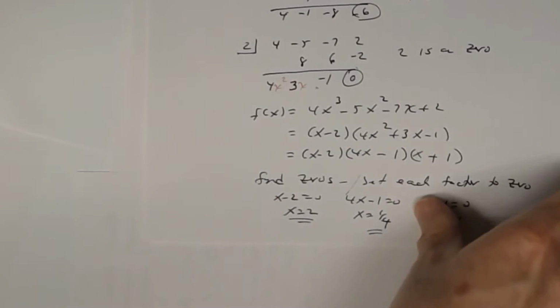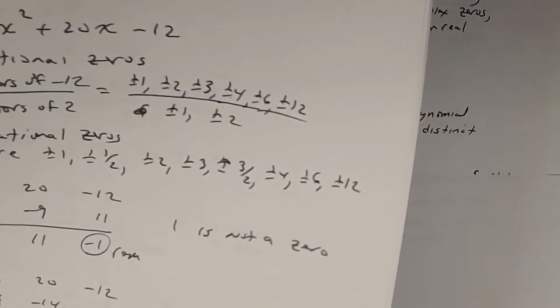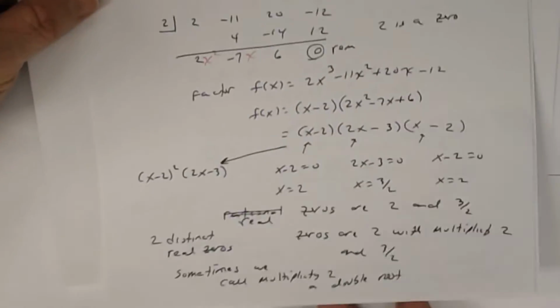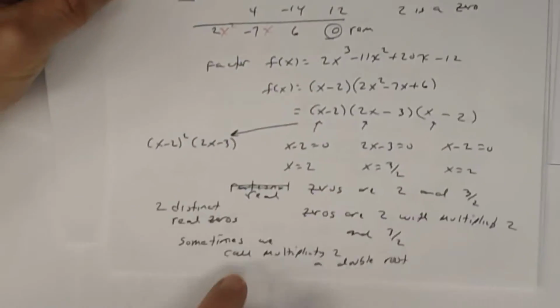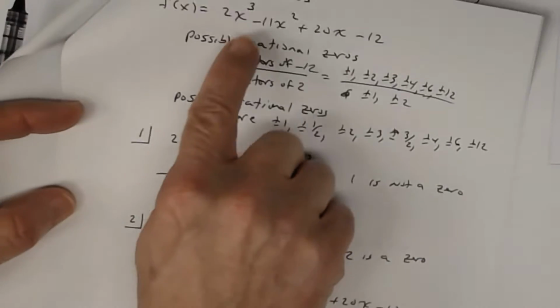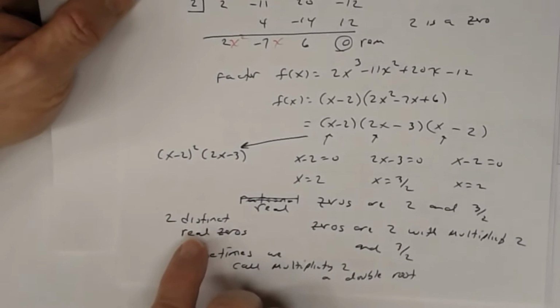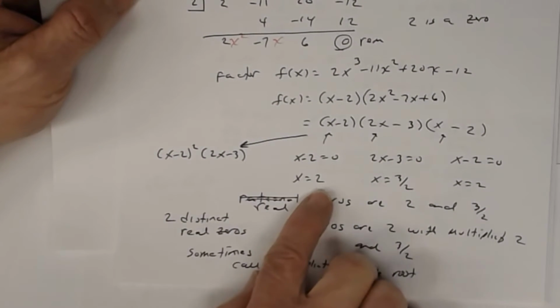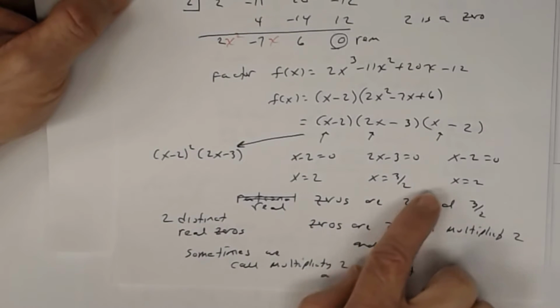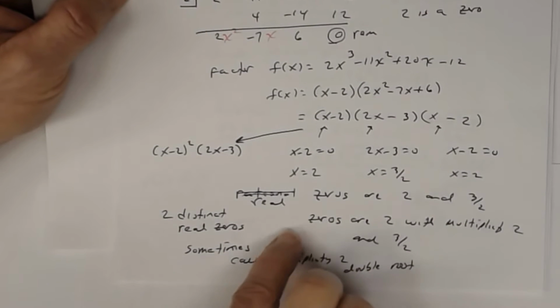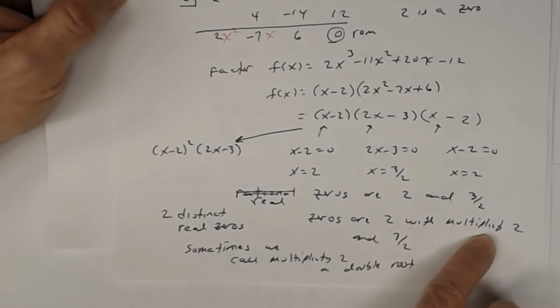3 different solutions. If you look at this example from the other lesson where we had this function, remember, it's a cubic, so it has at most 3 different solutions, right? In fact, this one only had 2 distinct real zeros. So remember, we had 2, 3 halves, and 2. It just so happens that 2 occurred twice. So remember, that's where we called it a multiplicity 2, because it occurs twice as a 0. So hence the word multiplicity 2.